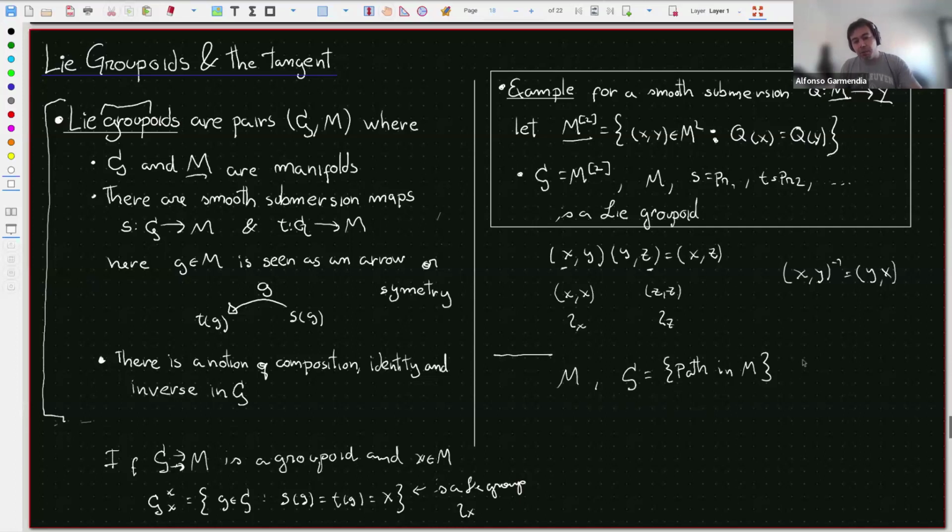I can also put path up to homotopy, and then that will be a Lie groupoid. That makes it small. And the idea is that I have a path, and I have where the path starts and where the path ends. If one path starts where another path ends, then I can compose both paths.